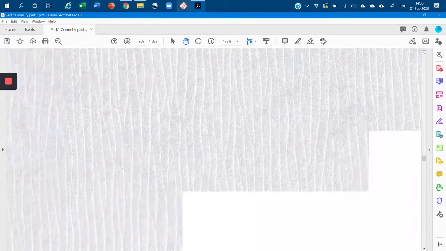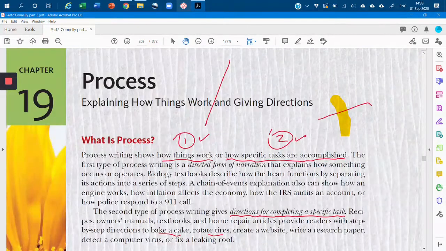That's number two. Number one is just a general how things work. Like, for example, how does a test work? You study, your professor gives you some questions to answer. You answer those questions, he grades your answers, and you get a grade. That is explaining how things work.